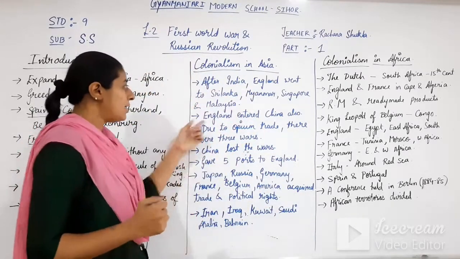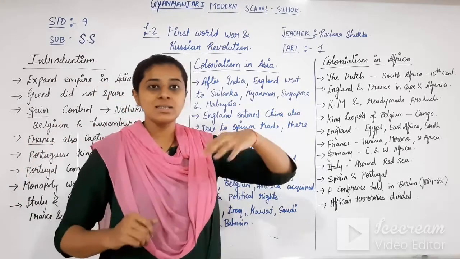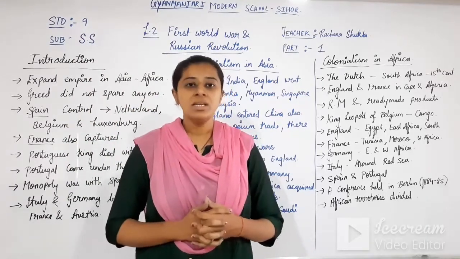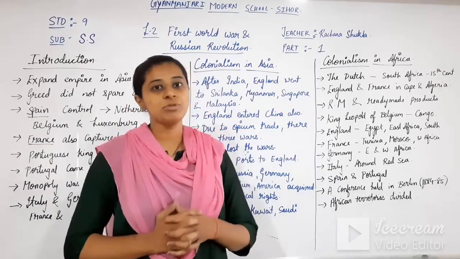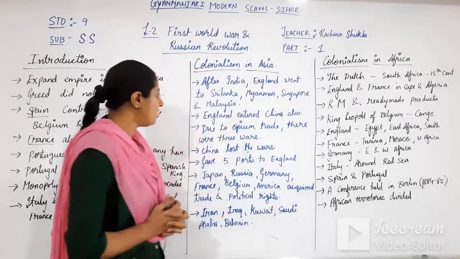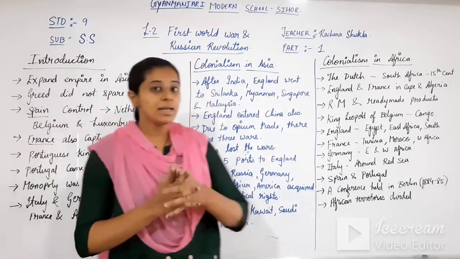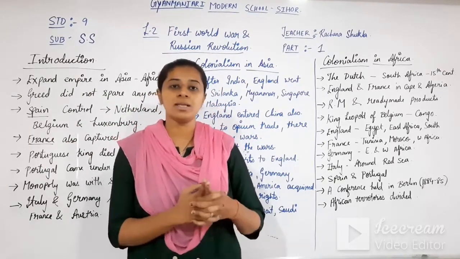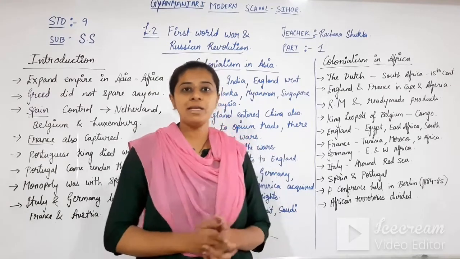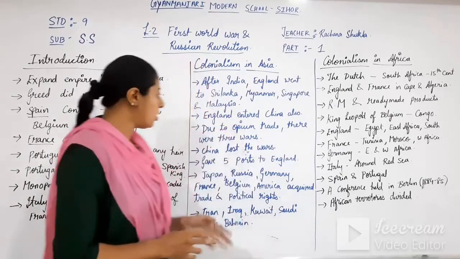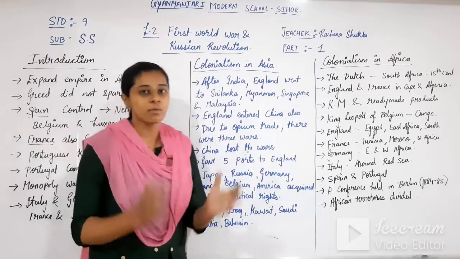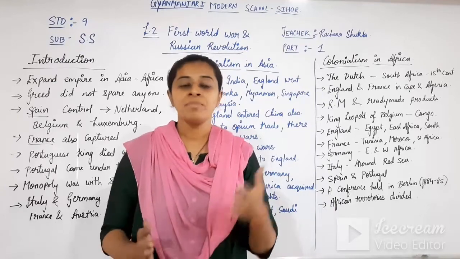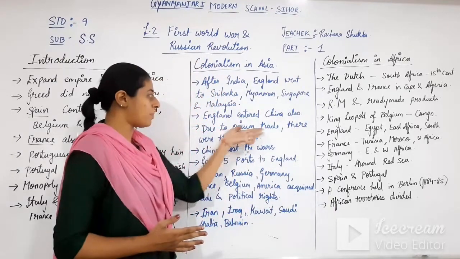Then what happened? England entered China also. Yes, our neighboring country in the northeast, China. At that time, China was very weak. So what did England do there? England found out that it could get a lot of raw materials and a huge market for selling ready-made products in China. So there was a trade relation between England and China, and that was known as the opium trade.